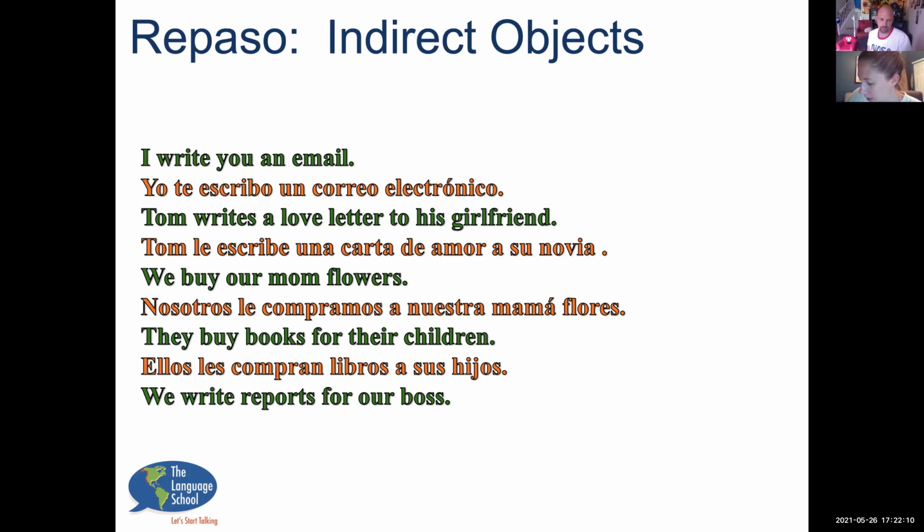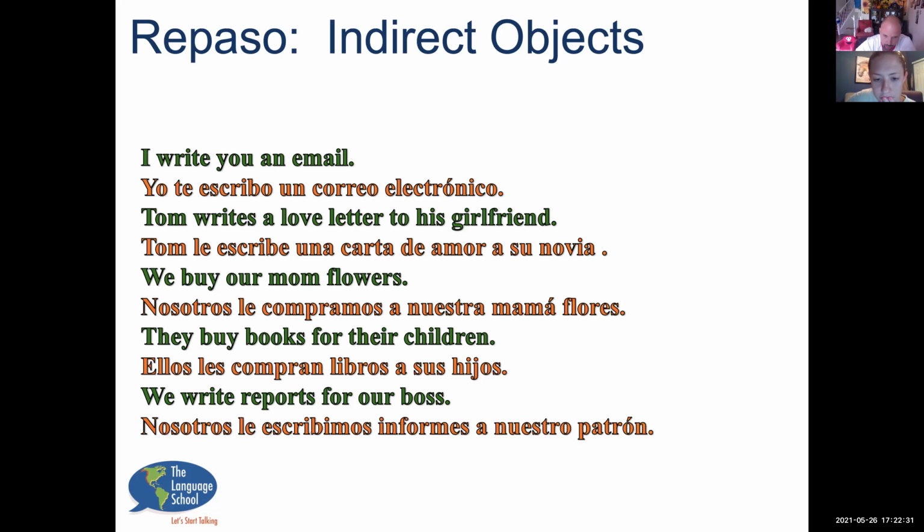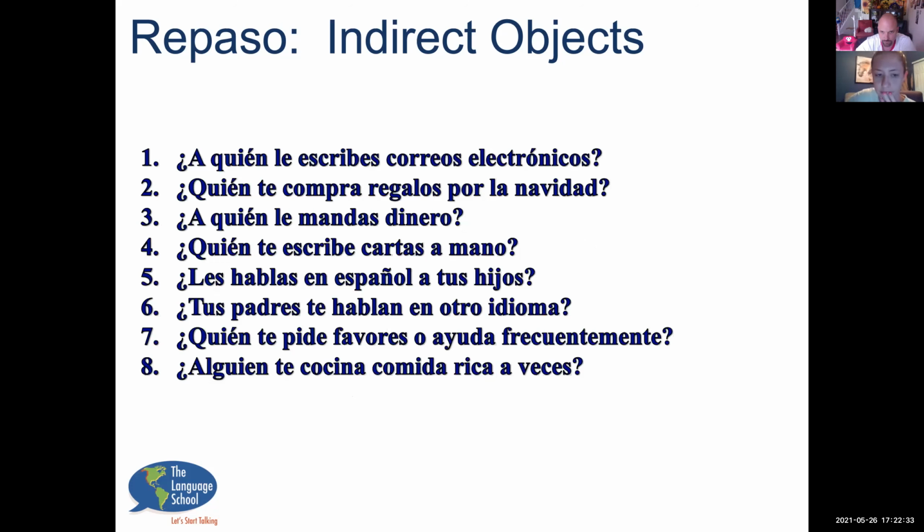Bien, last one. We write reports for our boss. Nosotros le escribimos informes a nuestro patrón. Muy bien. Perfecto, Carly.